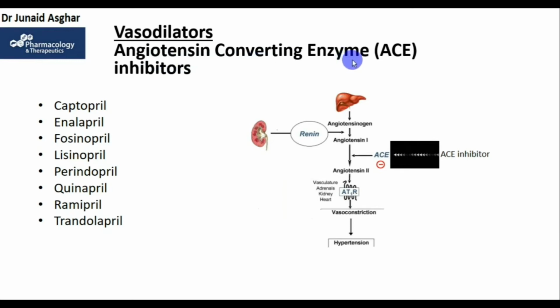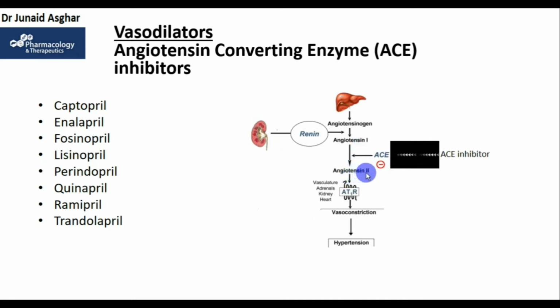Angiotensin converting enzyme or ACE inhibitors. These drugs include captopril, enalapril, fosinopril, lisinopril, perindopril, quinapril, ramipril, and trandolapril. Now these angiotensin converting enzyme inhibitors or ACE inhibitors will inhibit the ACE enzyme, which is responsible for the conversion of angiotensin 1 into angiotensin 2.